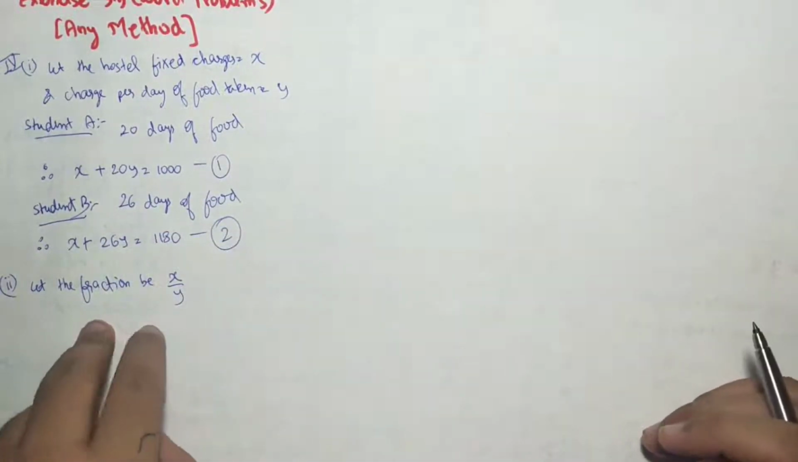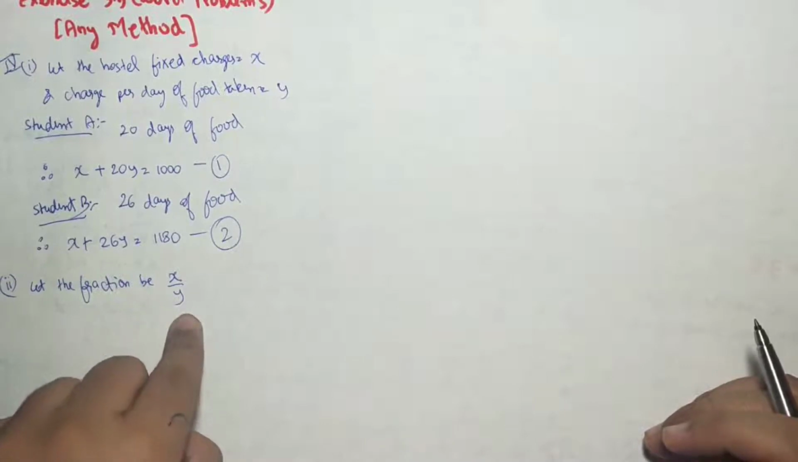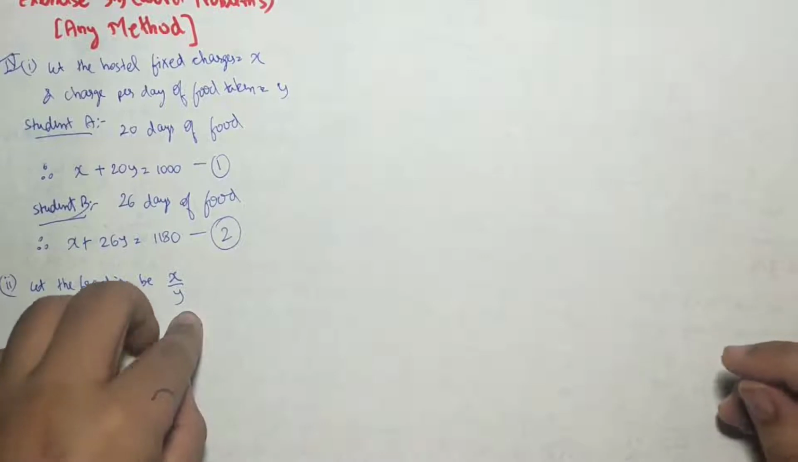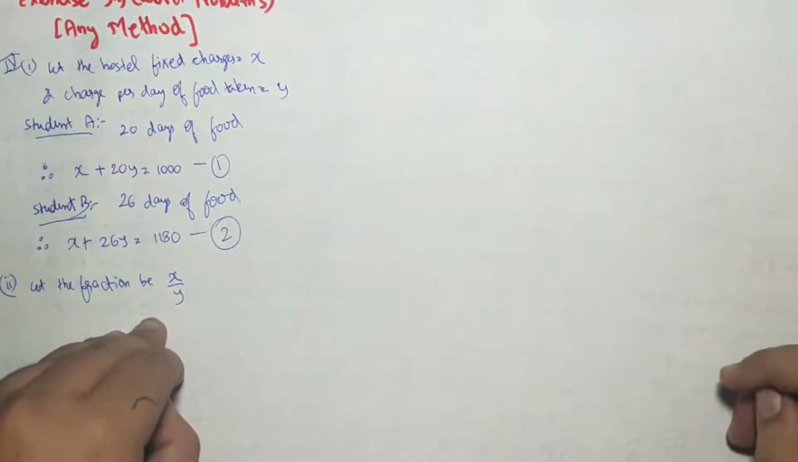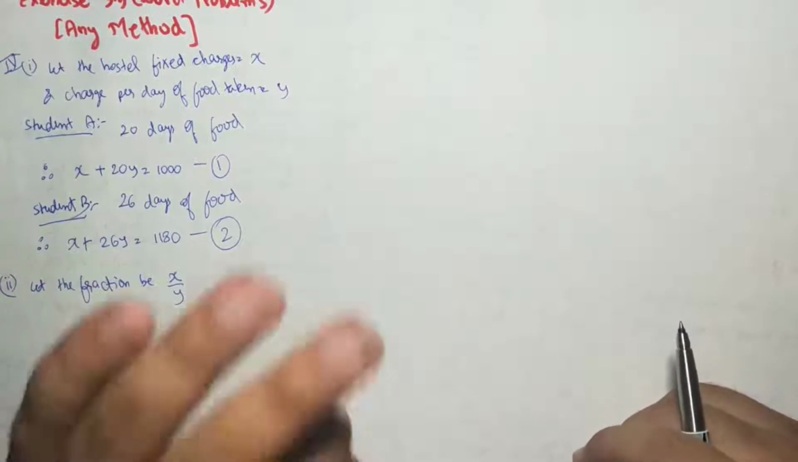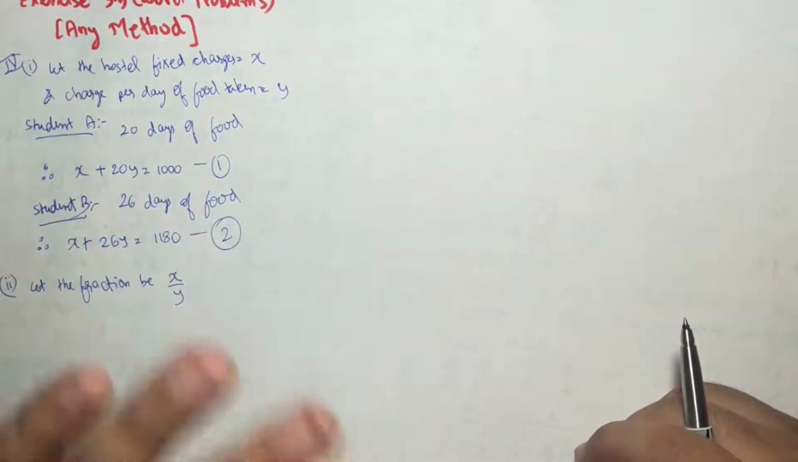Let the fraction be X upon Y. The numerator is X and the denominator is Y. And the question is, a fraction becomes 1 by 3 when 1 is subtracted from the numerator. Only 1 is subtracted from the numerator, the denominator remains the same.